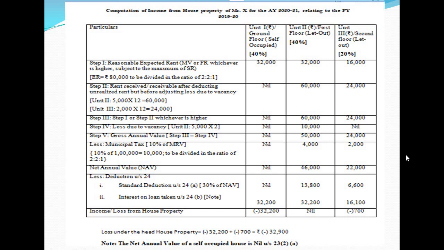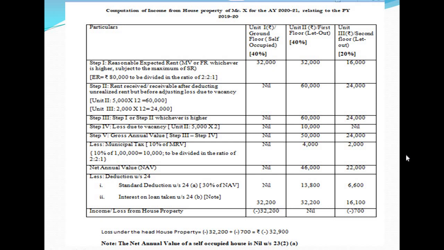The second unit remained vacant for 2 months. The rent per month is 5,000, so for 2 months we'll have 10,000. Then under step 5, we'll find out the gross annual value, which is step 3 minus step 4. So for unit 2, the gross annual value will be 50,000, and for unit 3, the gross annual value will be 24,000.